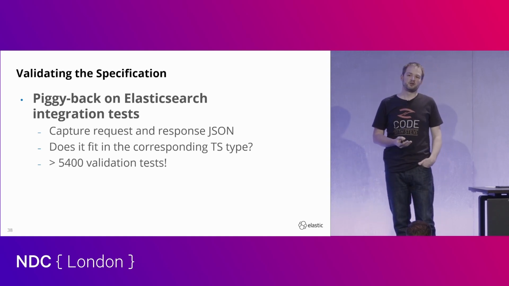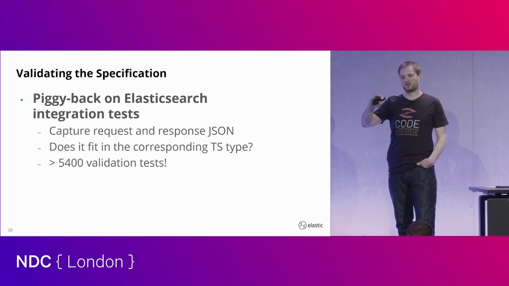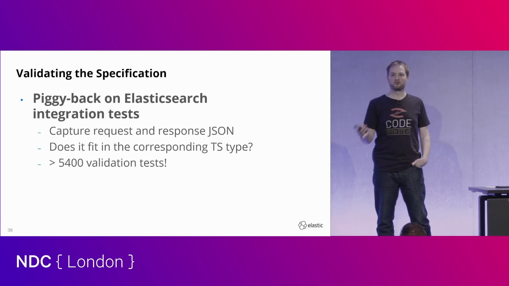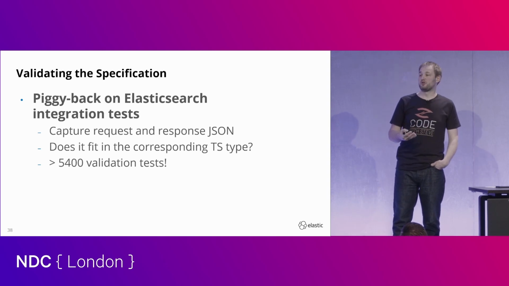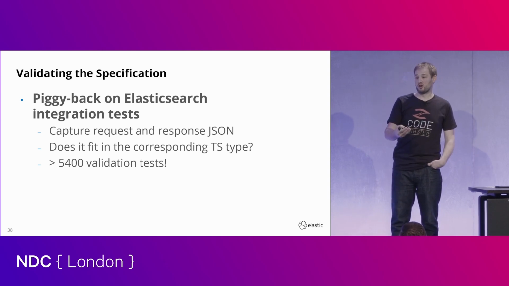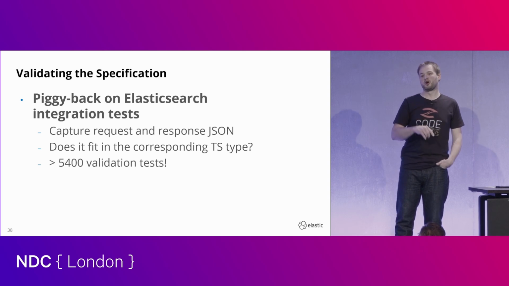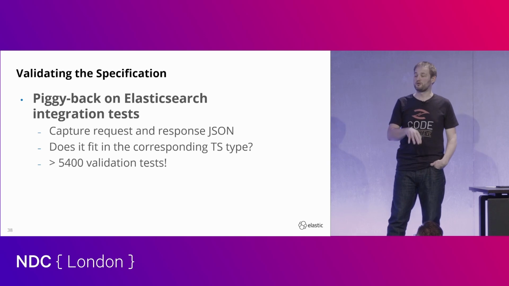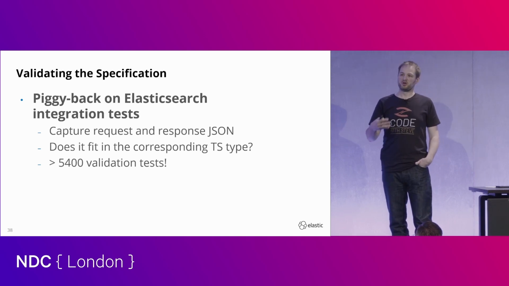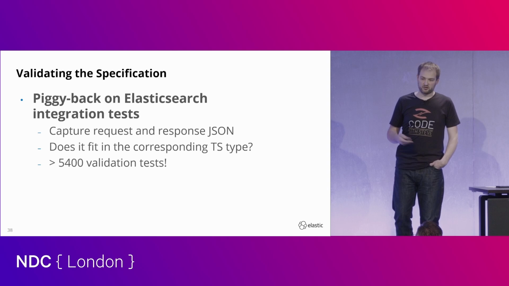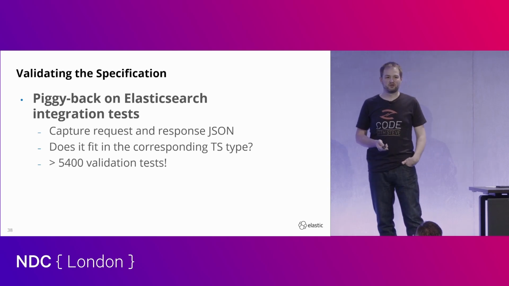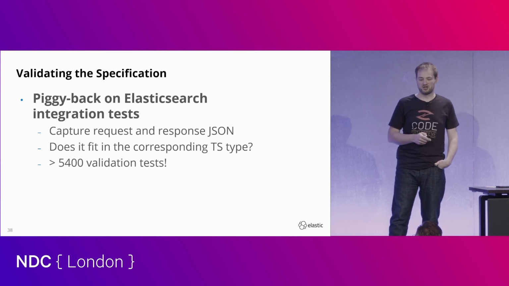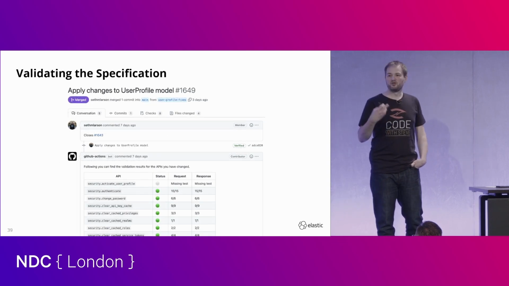So ultimately, we have this thing called a flight recorder that we run, and we run the integration tests, and then we just capture all the request and response JSON for every test to every endpoint. And then ultimately, what we can do is just check that those serialize and deserialize to and from our TypeScript types. So if we get a response that has a property on it that we haven't defined in our model, then we get an alert and we can go and fix it. And so we get a lot of tests for free, and we don't have to think too hard about the problem because the Elasticsearch team will create the integration tests as they add features.